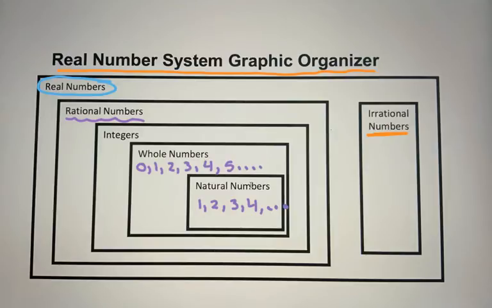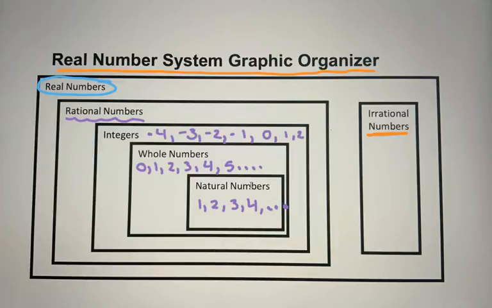So integers are the negative. It's all our natural, all our whole, and then we also have the negative. So integers, we'd say like -4, -3, -2, -1, 0, 1, 2, and so forth. Okay, so they include all the natural, all the whole, and then our negative numbers. Okay, integers are not decimals.